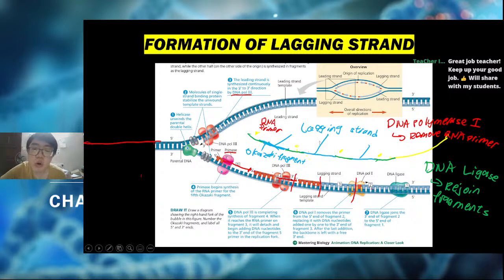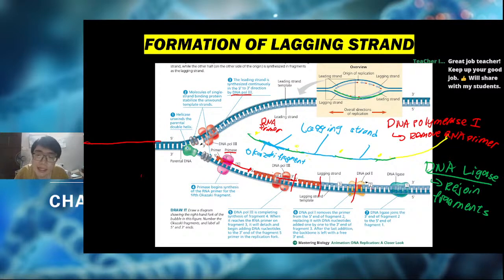The lagging strand is more complicated compared to the leading strand because the lagging strand contains many RNA primers. We have to remove the RNA primers, fill up the places that were removed with nucleotides, and then join them with DNA ligase. Then the complete daughter strand is formed. Leading strand is easy, but this one is not. Once formed, it becomes two new DNA.